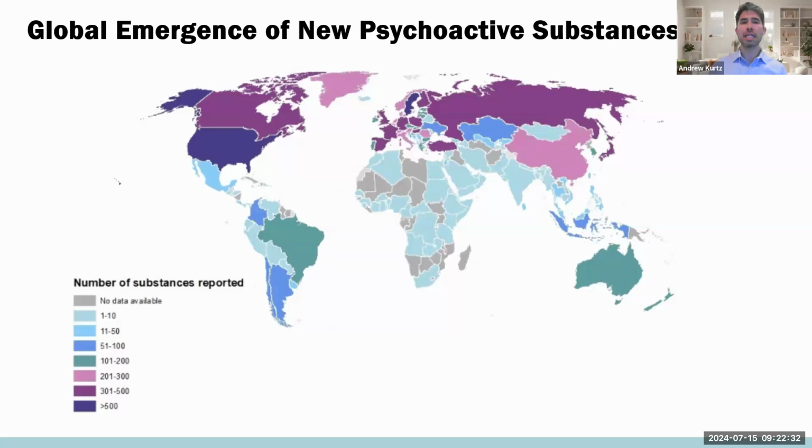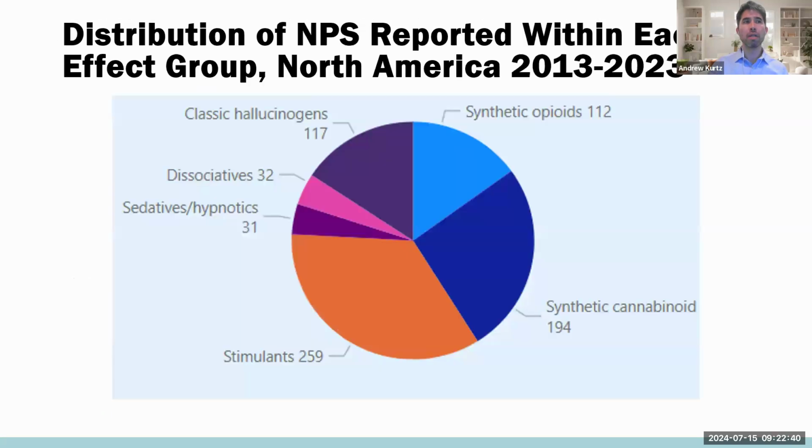But again, we're seeing this increase in the number of substances reported, and this being a particular concern across the globe. If you look at the number of substances reported in North America over the last 10 years, again, stimulants are the most widely reported of these, with synthetic cannabinoids continuing to be an issue, continuing to be a challenge in this reporting or in this identification.